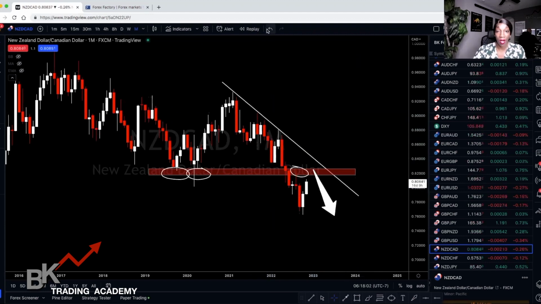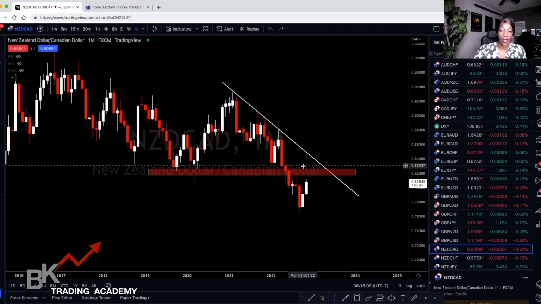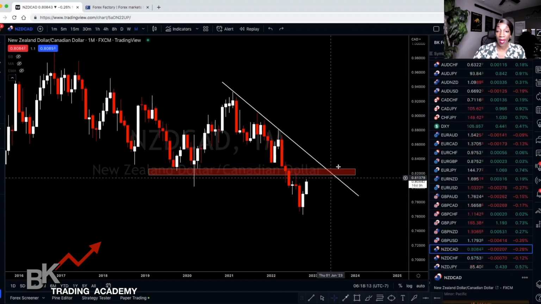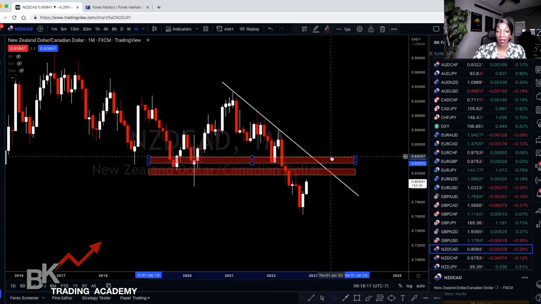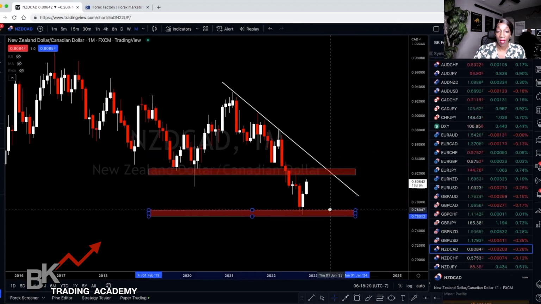So notice that I started on the monthly time frame. Now I'm also a fundamental analysis trader, so I'm going to give you a fundamental overview as well. But this is our resistance, our monthly resistance, and then I'm going to go ahead and clone this zone here, and this is our monthly support. So I'm going to bring this down, and this is our monthly support.